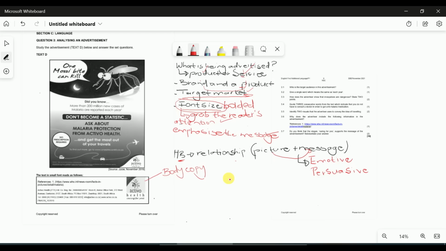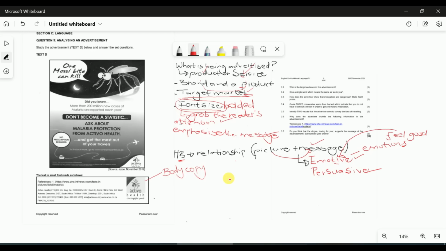And with regards to the message, English FAL students, if you are grade 10, 11, and 12 learners, you should be in a position to tell us whether the advertiser used emotive language or persuasive language. What is the discrepancy between the two? Emotive language will be any language that evokes emotions. For example, if I say, buy this, you will feel good. By virtue of feeling good, it means that this evokes emotion, so therefore it becomes emotive language.